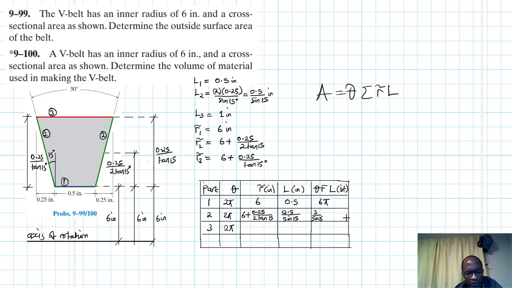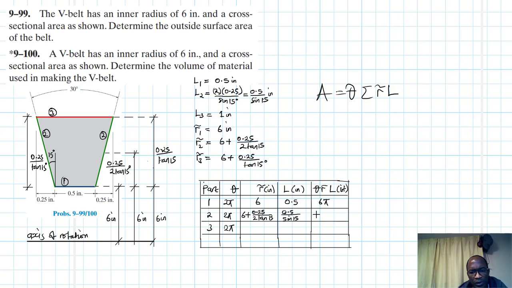Can I work it out in advance? I think I can. Let me just multiply it so that it will be able to fit. So I have a 6 plus 0.25 divided by 2 tan 15 plus 6 times 0.5 divided by sine 15, then times 2.